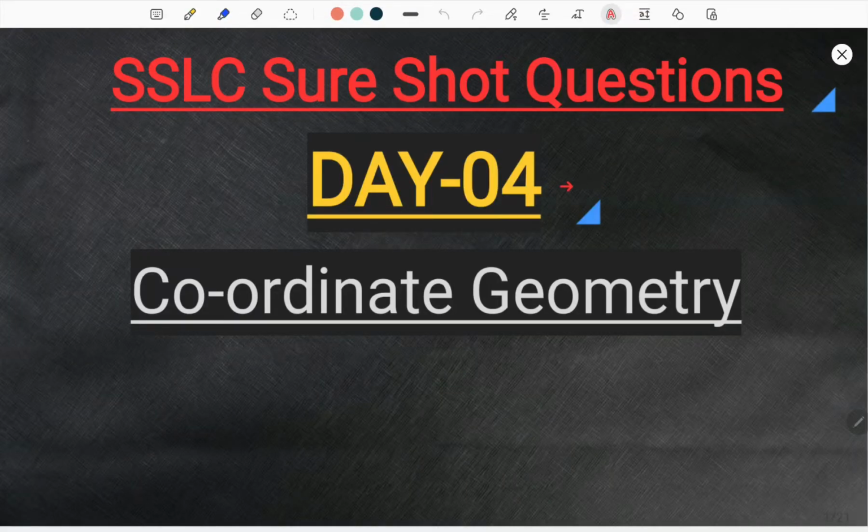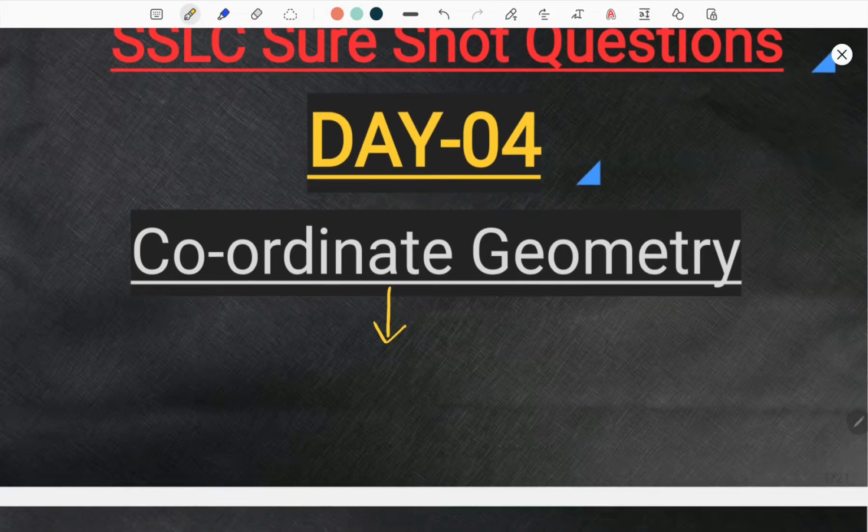Hello everyone. In this day 4 of SSLC short questions, I'll be discussing the important 100% board exam questions from the chapter Coordinate Geometry. Alright, so this is a very simple chapter with a few formulae.